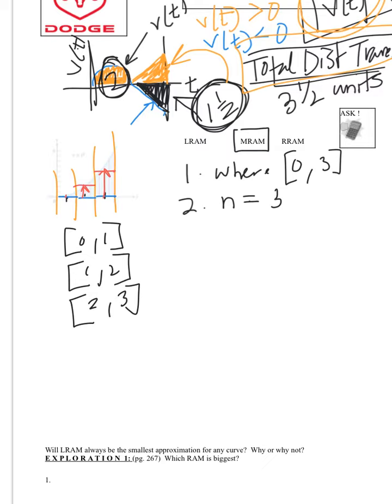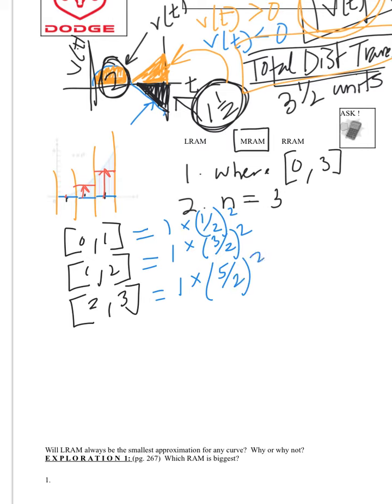So I am going to figure out what the area of each one would be. Each base is 1, and then I just need to know the height. The middle between 0 and 1 is a half. The function will tell me how far to go up, so I'm going to take a half, and the function says square the input. From 1 to 2, the middle would be 3 halves. To know how high up to go at 3 halves, I'll square it because that's the function. And likewise, between 2 and 3 would be 5 halves, and I'll square that.